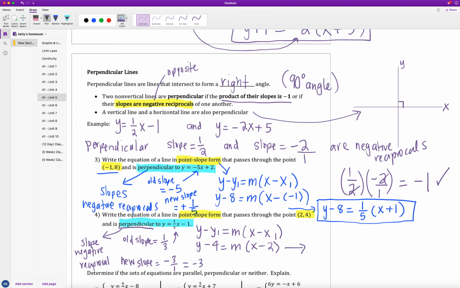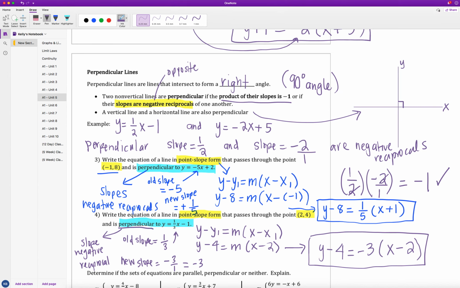We can substitute that in and get our final answer of y minus 4 equals -3 times x minus 2. So there's our final answer in point slope form that passes through the point (2, 4) and is perpendicular to y equals 1/3 x minus 1.